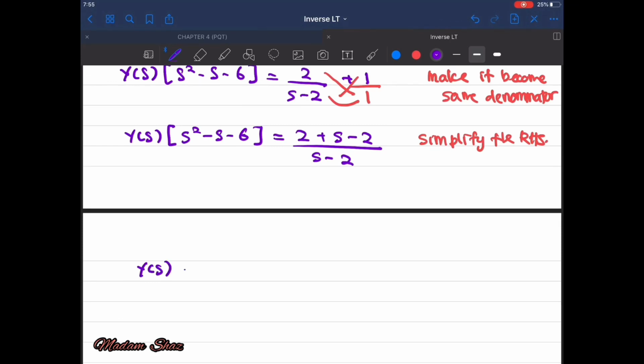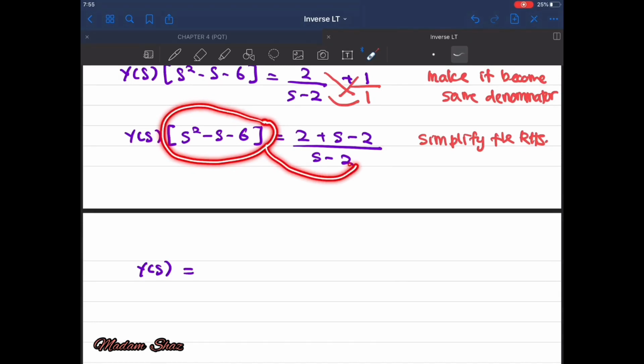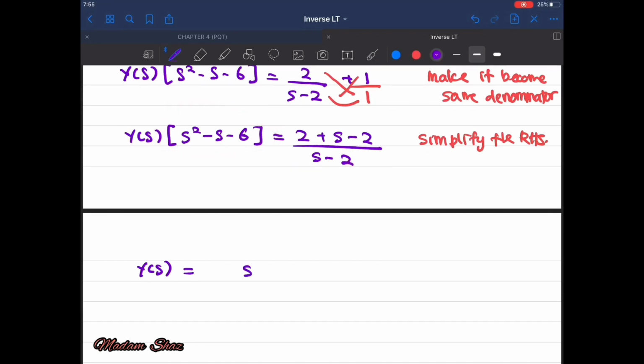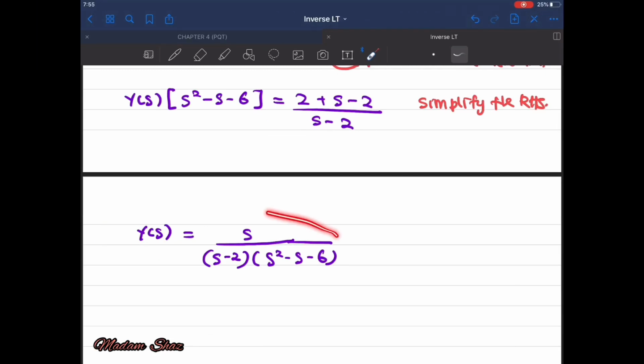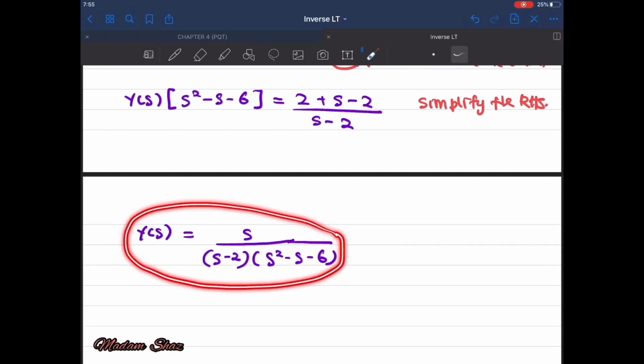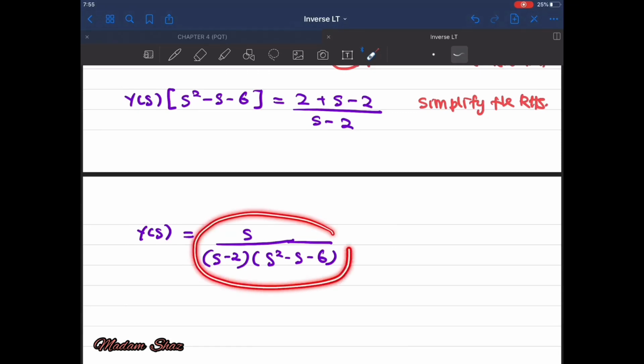So Y(s) is equal to, so directly bring the s² − s − 6 to the right hand side. So this one will become the term at the denominator: s over (s − 2) multiplied with (s² − s − 6). So now we already obtained Y(s) equal to something. Now proceed for the next step.